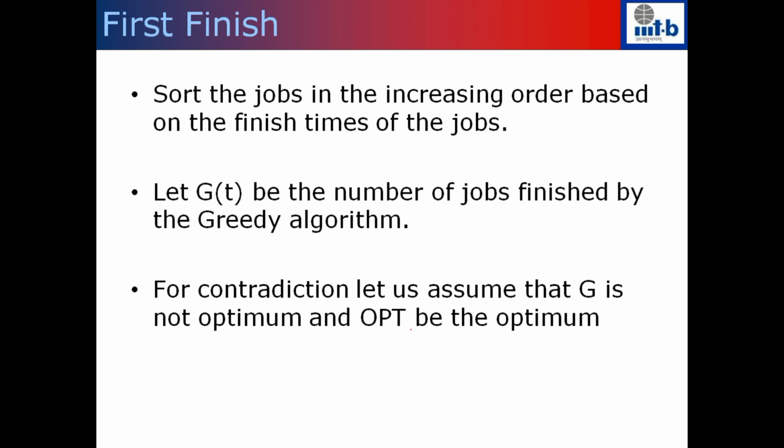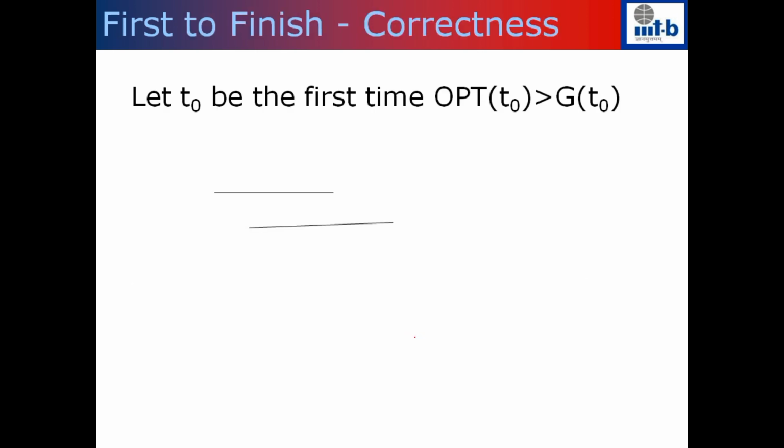So let optimum be the optimum schedule which picks more number of jobs than what greedy can schedule. Since optimum schedules more number of jobs than the greedy, there will be some time, let's call it t dash, where the number of jobs scheduled by the optimum solution is greater than the corresponding solution of the greedy, right?